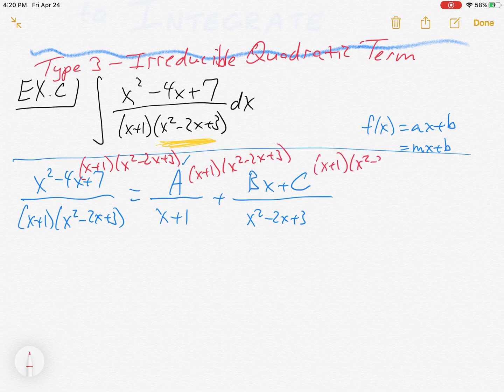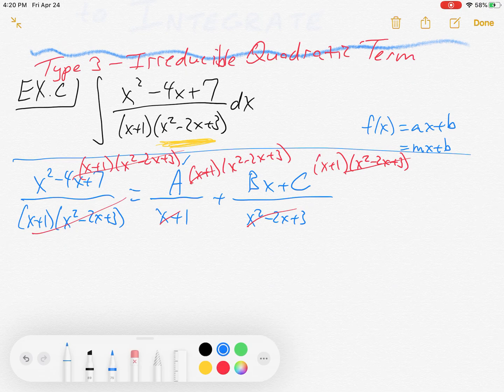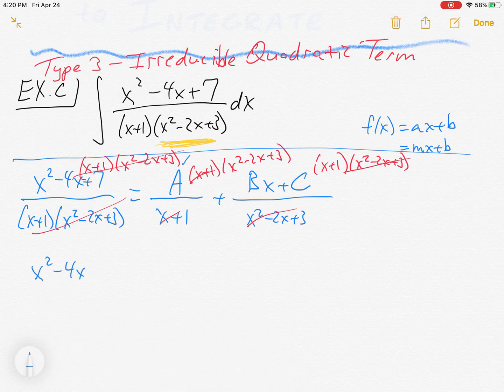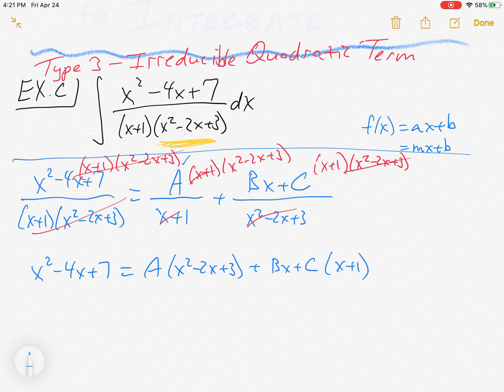Same thing happens here. You multiply everybody by the common denominator, x plus 1, x squared minus 2x plus 3. And this is just really tedious, writing this down, but it helps us not make mistakes as often. Okay. Done all that, we can proceed. So we have x squared minus 4x plus 7 equals A times a whole quadratic. That's going to be hard to work with. And then what's wrong with this? I'm going to make a mistake here.